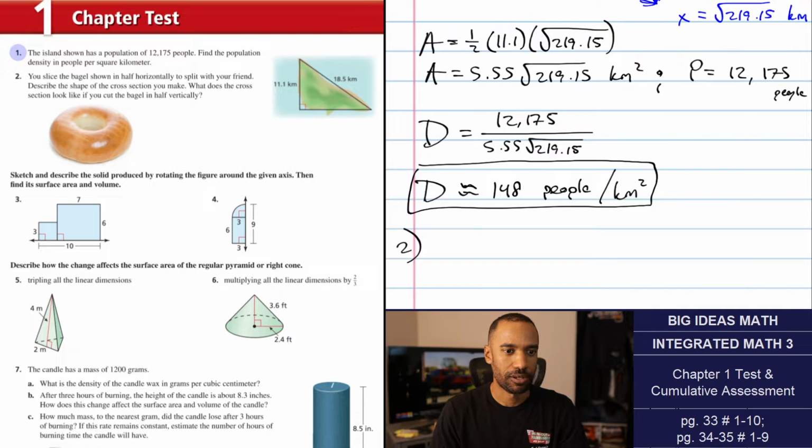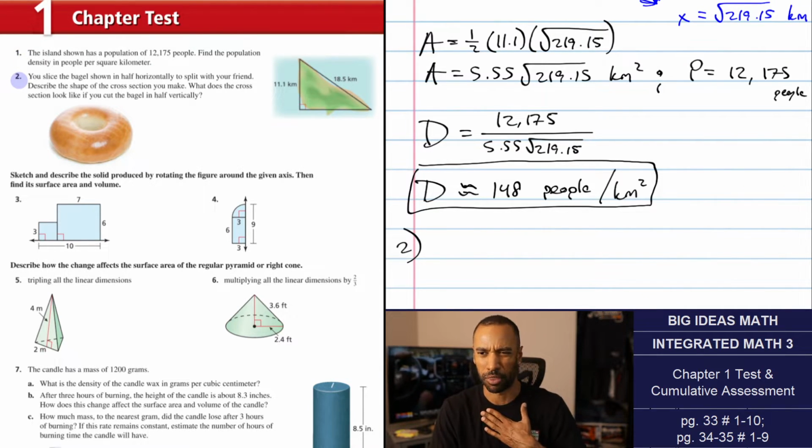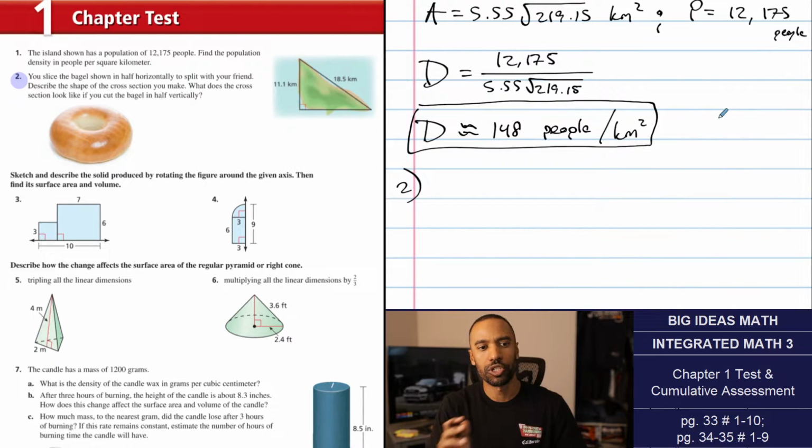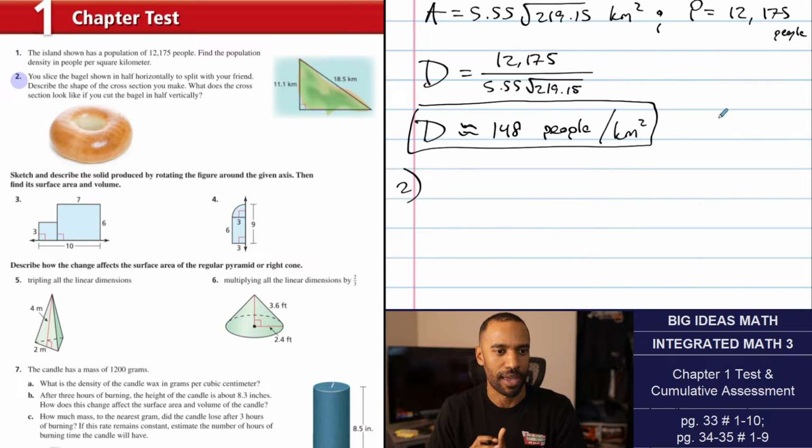You slice the bagel shown in half horizontally. I've kind of been doing a lot of these videos. You slice the bagel shown in half horizontally to split with your friend. Describe the shape of the cross section you make. What does the cross section look like if you cut the bagel half vertically?